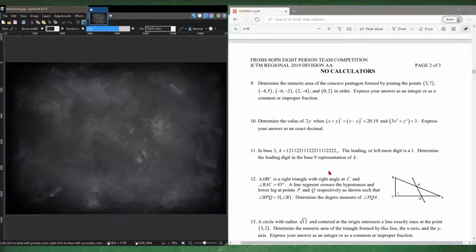Okay, number 11. In base 3, k equals this long number in base 3. The leading or leftmost digit is 1, which is true because right here is 1. Determine the leading digit in the base 9 representation of k. What we need to do is convert k to base 10, and then convert from base 10 to base 9. But since they're asking for the leading digit, as it implies right here, the leading or leftmost is 1.